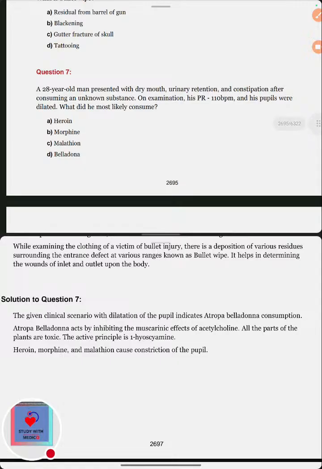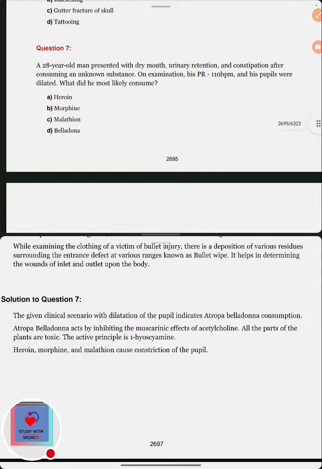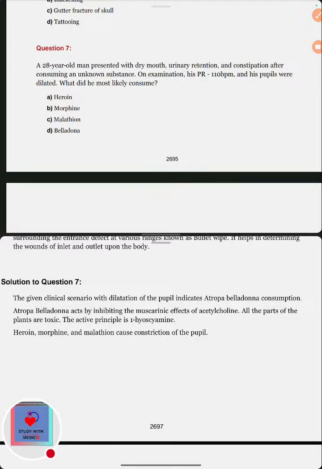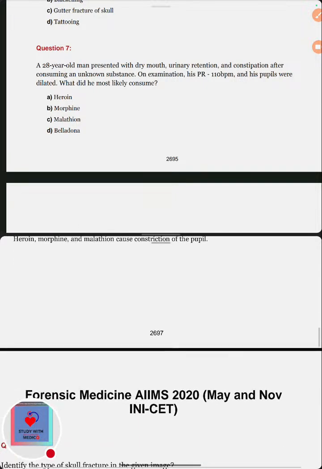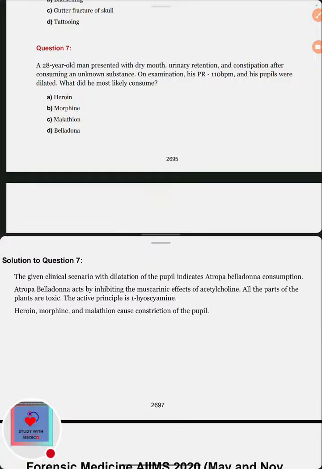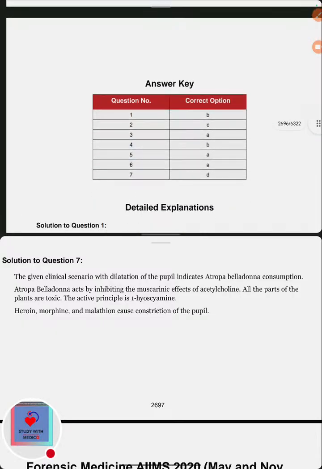A 28-year-old man presented with dry mouth, urinary retention and constipation after consuming an unknown substance. On examination, his pulse rate is high and pupils are dilated. Most likely it's poisoning with Atropa belladonna, atropine poisoning. Belladonna inhibits the muscarinic effects of acetylcholine. All parts of the plant are toxic. Active principles like hyoscyamine. Morphine and others can cause constriction of the pupil.